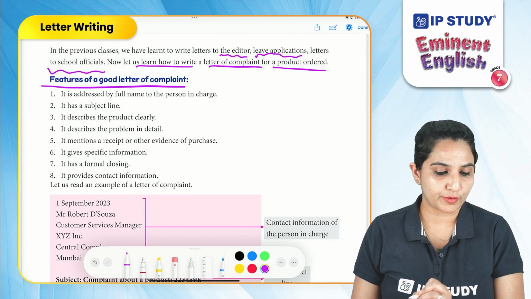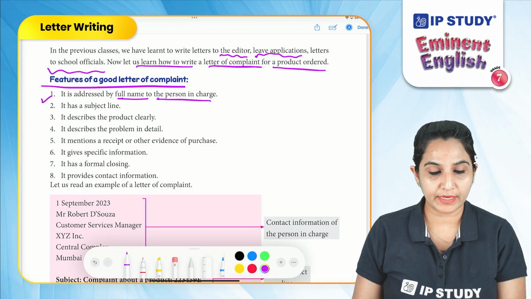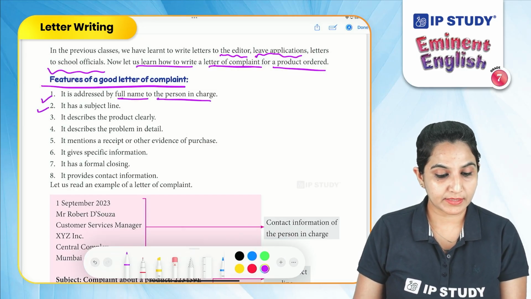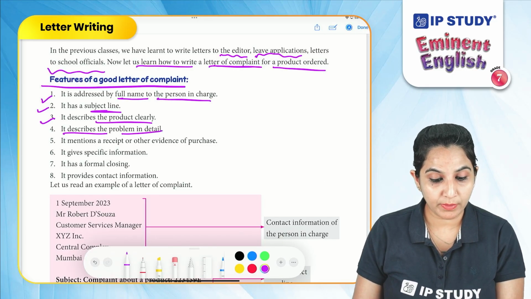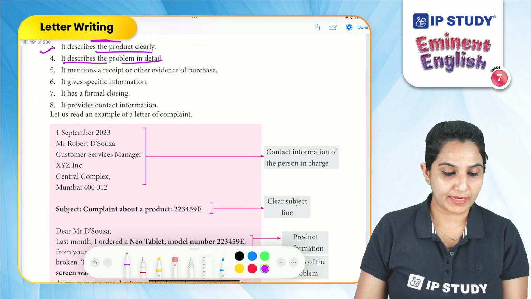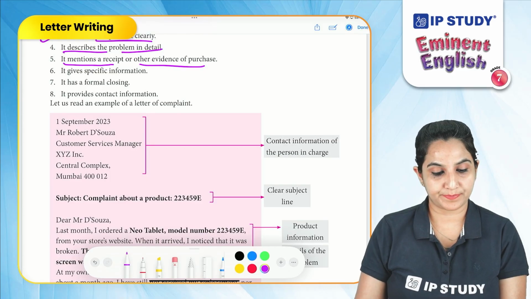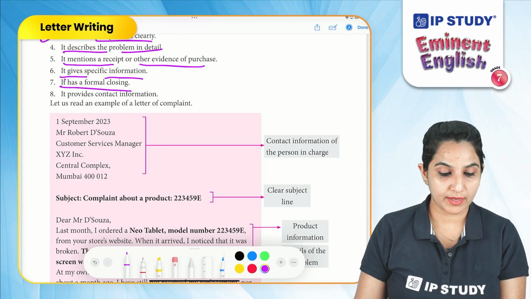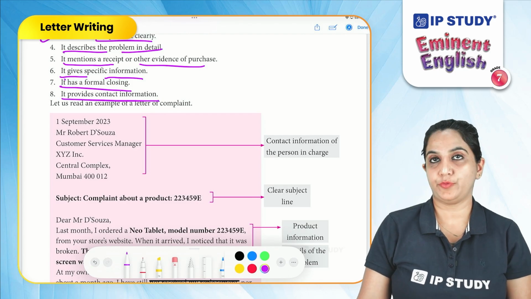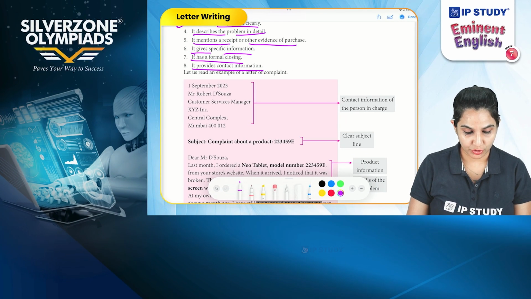Features of a good letter of complaint. It is addressed by full name to the person in charge. It has a subject line. It describes the product clearly, and it describes the problem in detail. It mentions a receipt or other evidence of purchase. It gives specific information. It has a formal closing, and it provides contact information. So it should have the contact information of the person in charge.